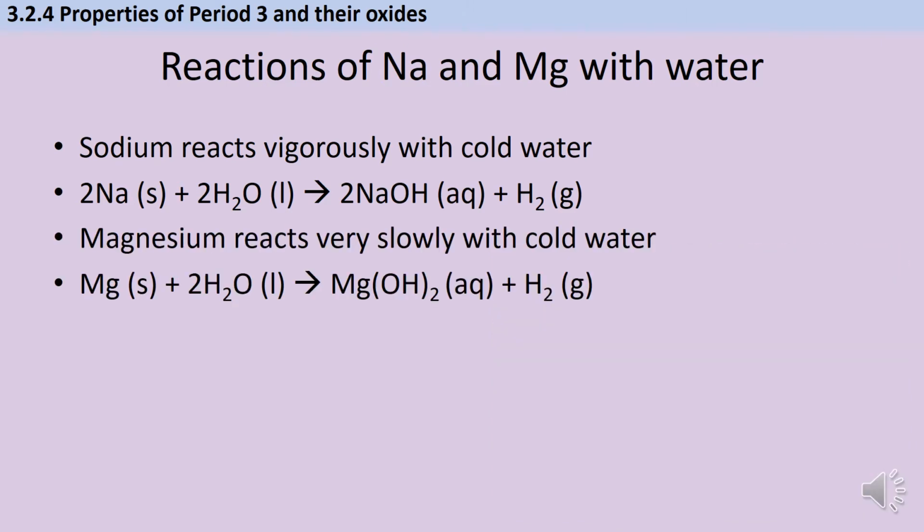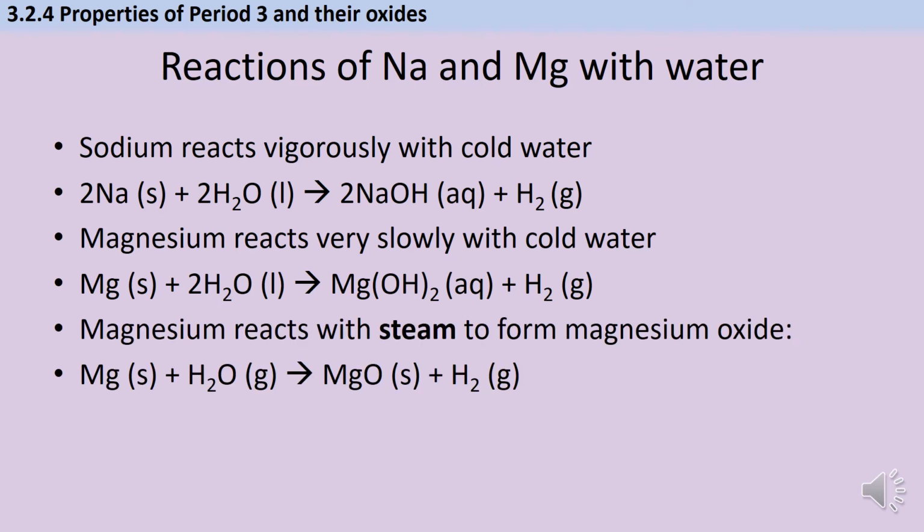In contrast to this, magnesium reacts very slowly with cold water. It will undergo that same process making magnesium hydroxide and hydrogen gas, but you're unlikely to see more than a few very small bubbles, and gradually over time watch a solution that's had universal indicator added to it turning slightly blue. However, if you react magnesium with steam rather than cold water, then it reacts much more vigorously, and also it forms a different product. It makes magnesium oxide rather than magnesium hydroxide.